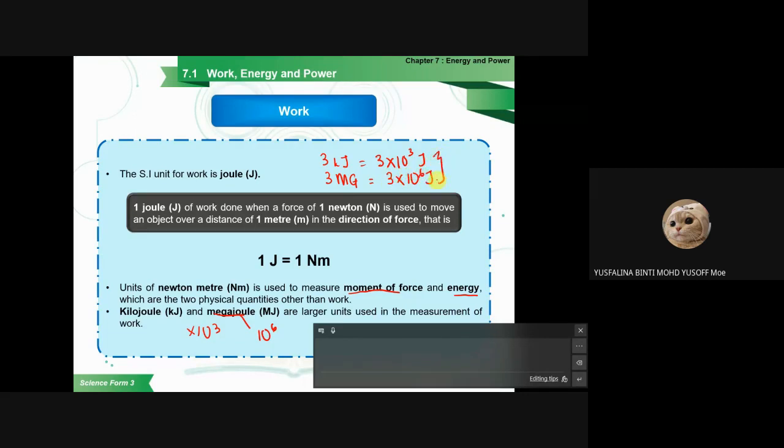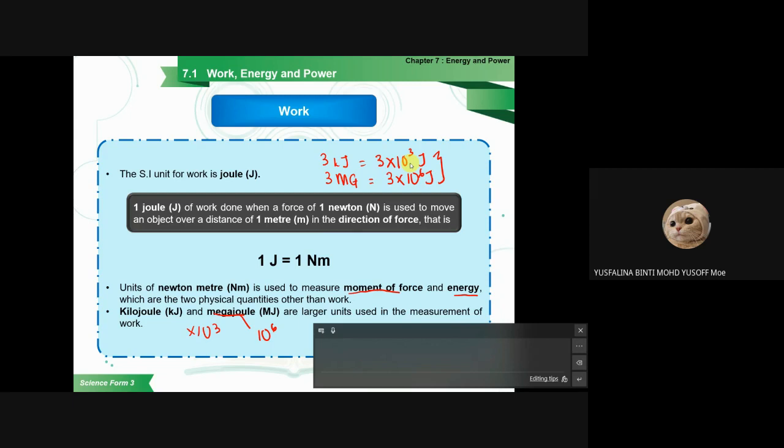So this is another measurement of joule if the energy used or the work done is too large. You can change to a prefix, not only kilo and mega. All that is the prefix, the one that you learned in Form 1. You can also use giga, which is 10 power of 9. So that one can also be used.